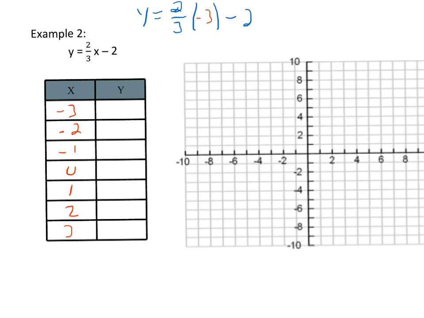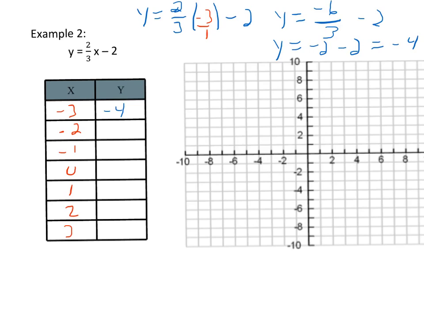Now, 2/3 times -3 is like 2/3 times -3 over 1, where you take top times top. So 2 times -3 is -6. Bottom times bottom, 3 times 1, we get that, minus 2. -6 divided by 3 is -2, minus 2, and we get -4.